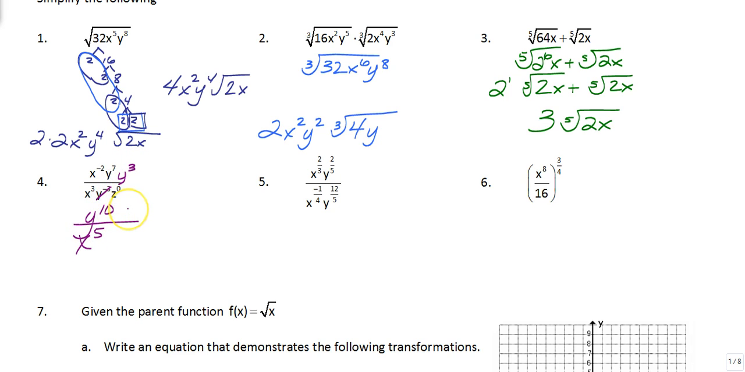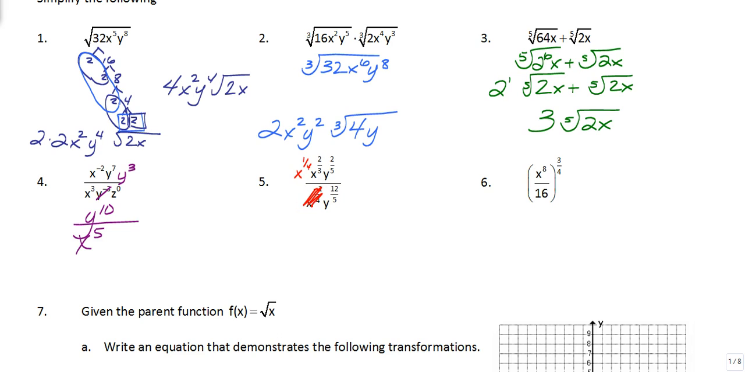And of course, anything raised to the 0 power is 1. So we have our final answer, y to the 10th over x to the 5th. Now, when you're working with fractions, you still do everything the exact same way. So we have x to the 1/4, that would rather be on the top. So I'm just going to move him.